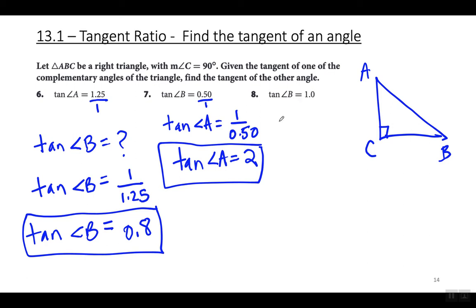And the last one, the tangent of angle B is 1.0. So that means the tangent of angle A would be the reciprocal of this. You should be able to guess what the answer is going to be. The reciprocal of this would be 1 divided by 1.0, which is the same as 1. So when you divide that, obviously the answer is going to be 1. The tangent of angle A equals 1.